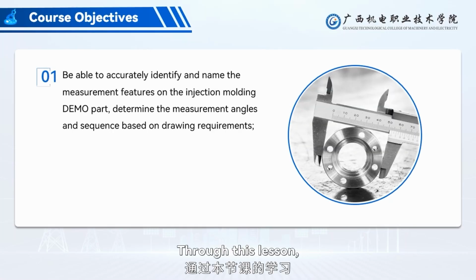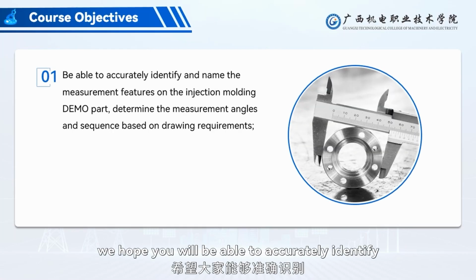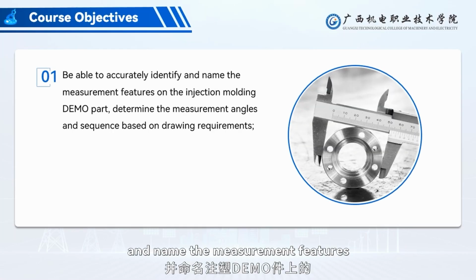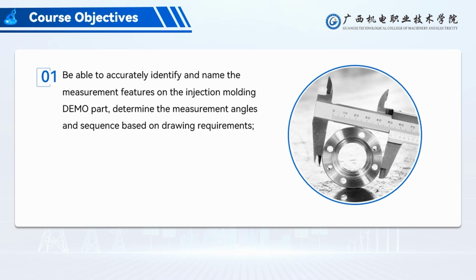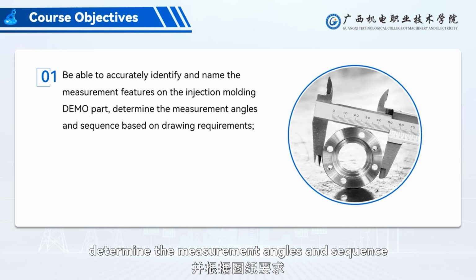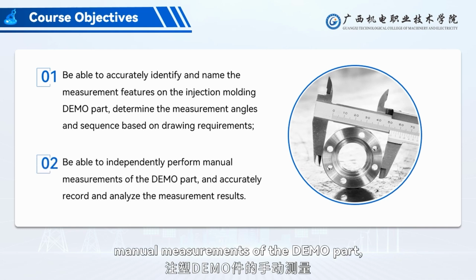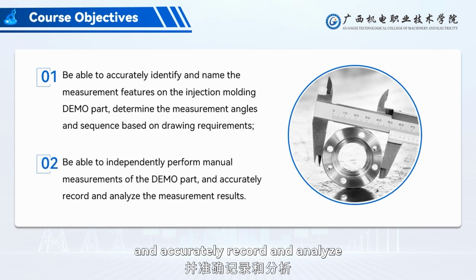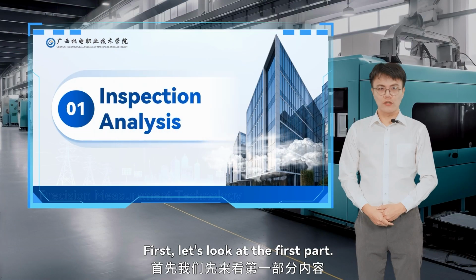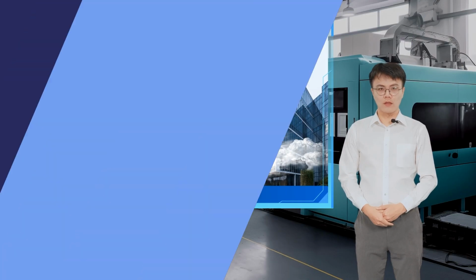Through this lesson, we hope you will be able to accurately identify and name the measurement features on the injection molding demo part, determine the measurement angles and sequence based on drawing requirements, independently perform manual measurements of the demo part, and accurately record and analyze the measurement results. First, let's look at the first part.